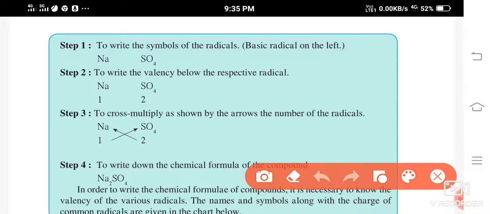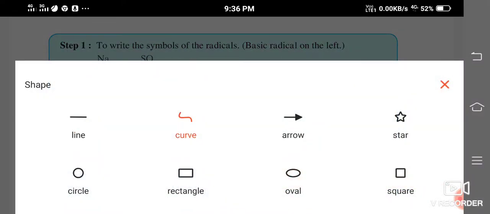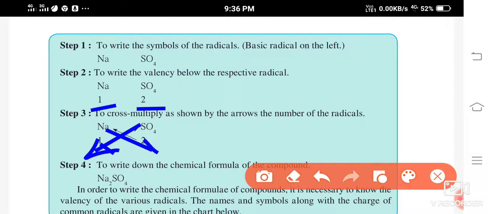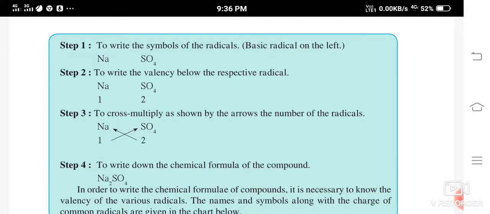Now, for sodium the valency is 1 and for sulfate the valency is 2. Then you are going to cross multiply, as shown by the arrows, to get the number of the radicals. So for sodium you are going to write 2 and for sulfate you will write 1.